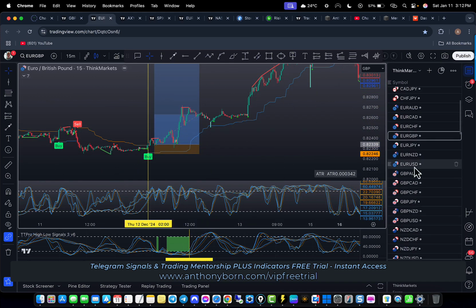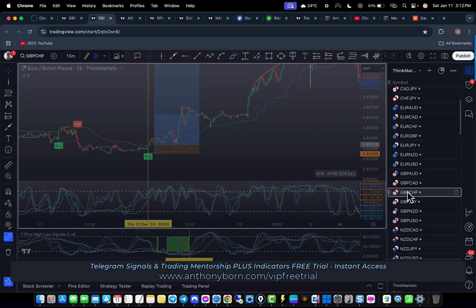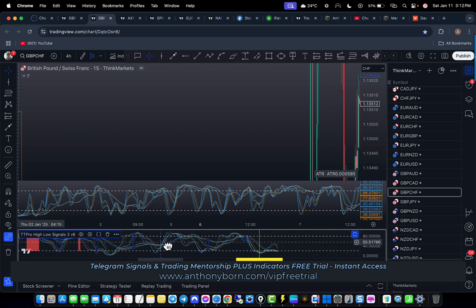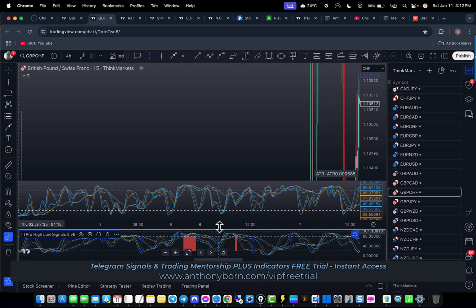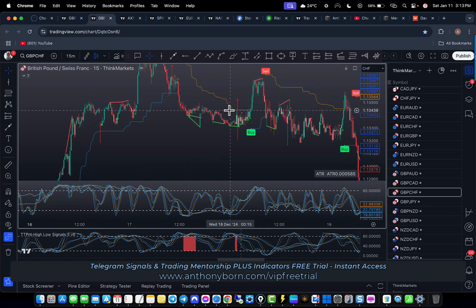Just up and down, stop somewhere. Okay, pound Swiss. So I'm just randomly selecting these. Let's have a look. What do we got? We got 2 red signals. All right. We'll go back. Scrolling back. Red signal here. All right, there it is.